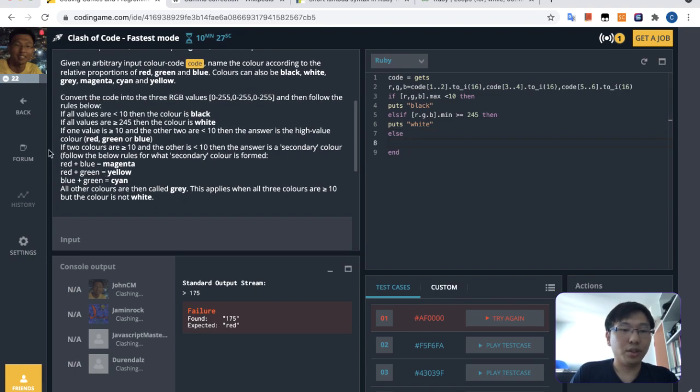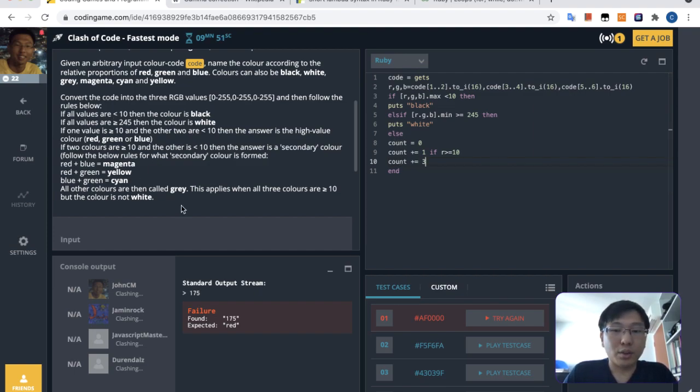Else, what we'll do is count how many colors are greater equals to 10. I guess I could have done this. Because black and white are special cases, let's count the number of values that are greater equals to 10. So count equals 0, count plus equals 1 if r is greater equals to 10. Count plus equals 4.